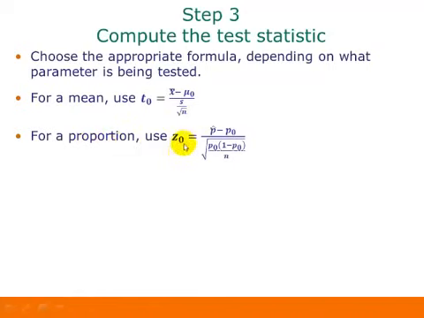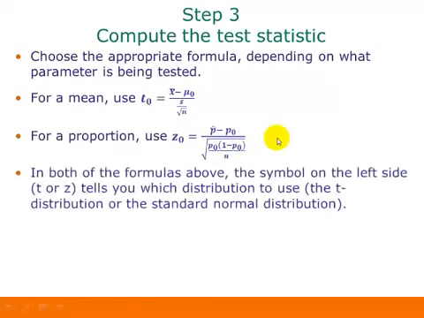If we have a proportion, then we're using Z sub 0, and here we have P hat, which is our sample proportion, P naught, which is coming from our hypothesis. That gets used in 3 different places, and then the N is our sample size. Now in both of these formulas, the symbol on the left side, the T or the Z, tells you which distribution to use. So in this one, this tells you you're using the T distribution. This one tells you you're using the standard normal distribution. So it's important when you're computing this test statistic to write down the whole formula, including the part on the left side.